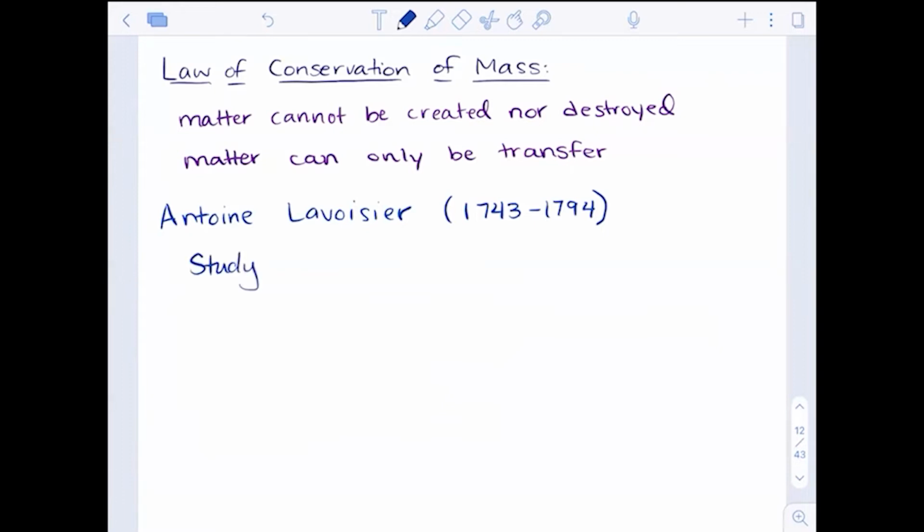The reason I love him is he studied reactions that blow up. Like, how cool is that? Combustion reactions, in general, you take some sort of a fuel, which is usually a hydrocarbon. Hydrocarbons, meaning it has hydrogen and carbon in it. You react it with oxygen gas.